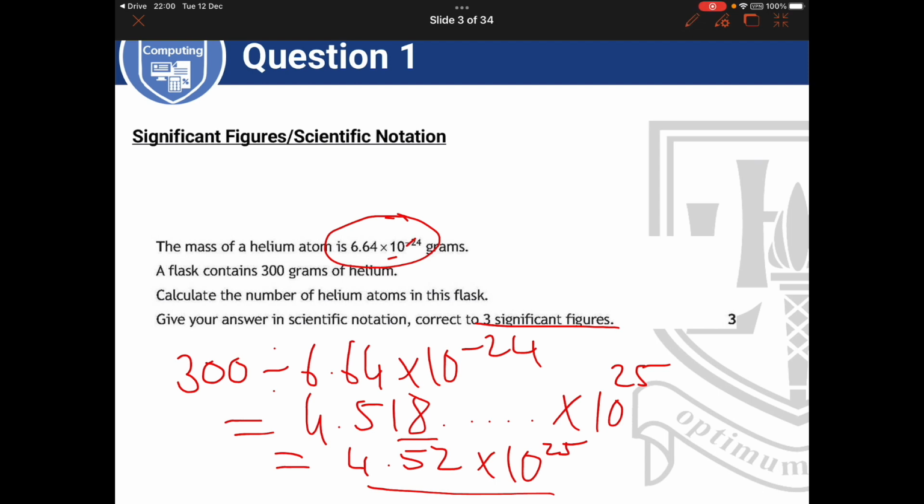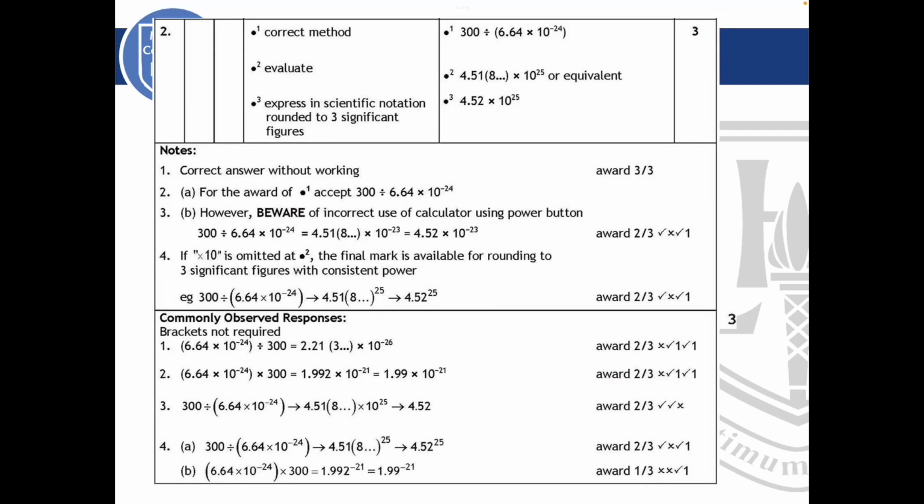Okay. So here's the marking scheme. 1 for understanding the method, i.e. it's a divide calculation. 1 for evaluating, i.e. being able to type it into your calculator without the rounding, and then 1 to give it to the 3 significant figures. And there are a few different extra notes at the bottom, just if you've answered it in a slightly different way. So 3 marks for that.